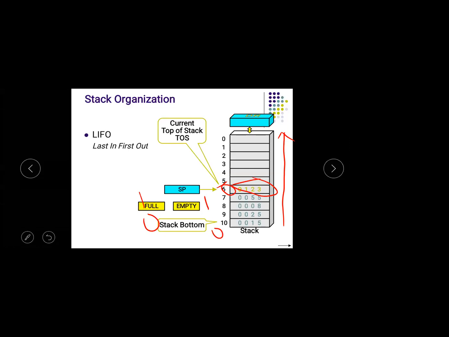If all the registers contain data, then the stack is full. If no data is available and all the registers are empty, then empty is set to 1. So two flip-flops, the empty and full flags, are used to represent whether the stack is full or empty.